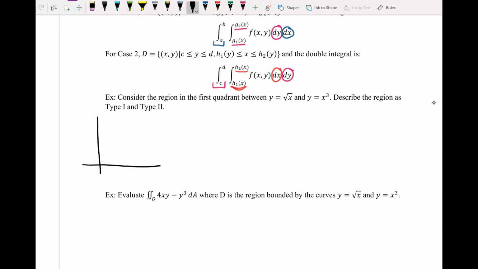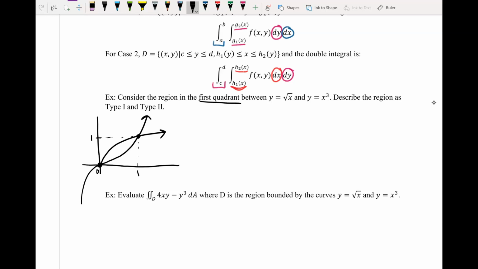And we're looking at just the first quadrant. So the square root of x, we know that that guy kind of looks like an eyebrow, kind of like that. And we know y equals x cubed kind of looks like a piece of spaghetti, kind of like this, right? And these two, because they're parent functions, they're going to intersect at (1, 1). And notice that they also intersect at 0.